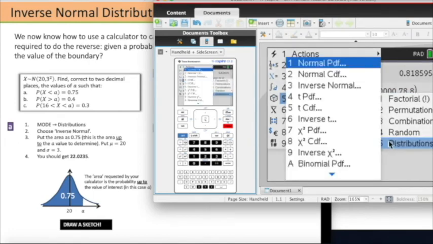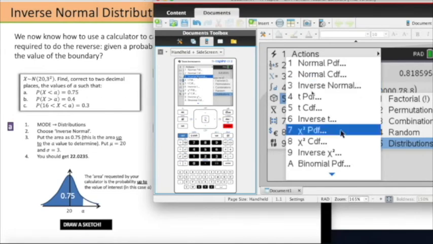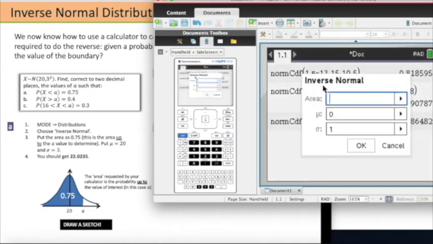distribution. Now this time you go to inverse normal, because in this case we are given the probability or the area under the curve, but we don't know the value of a, the boundary. So we click inverse normal or inverse norm. The area is this one here, 0.75. That's given, 0.75.